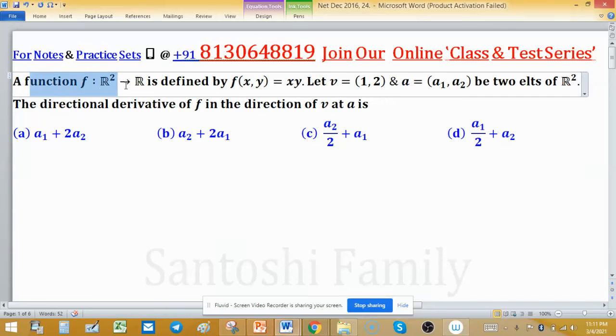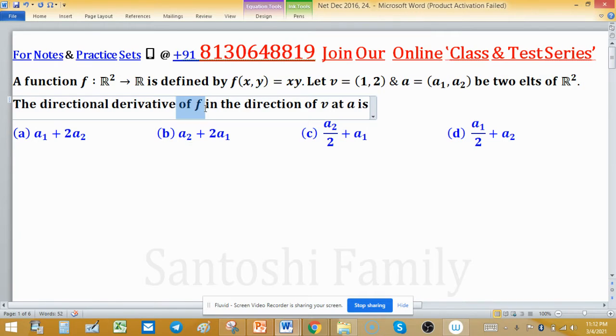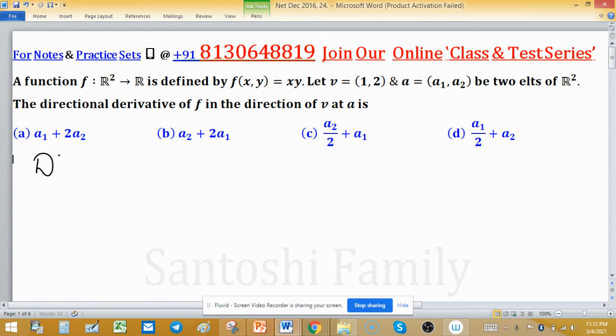A function f is defined from R square to R by this formula: f of (x, y) equal to xy. Let v equal to (1, 2) and a = (a1, a2) be two elements of R square. The directional derivative of f in the direction of v at the point a is, means we have to find directional derivative in the direction of v at the point a.